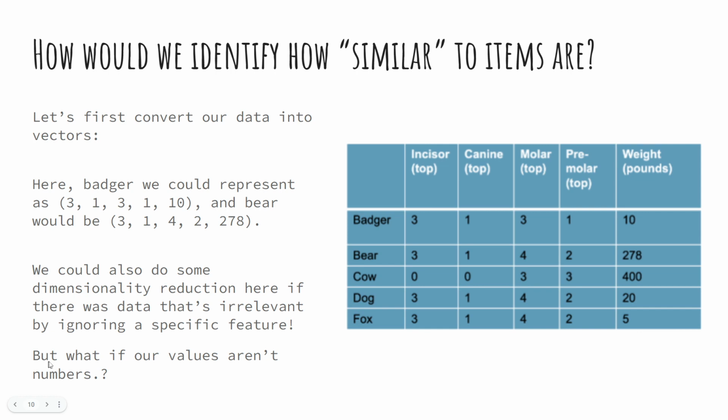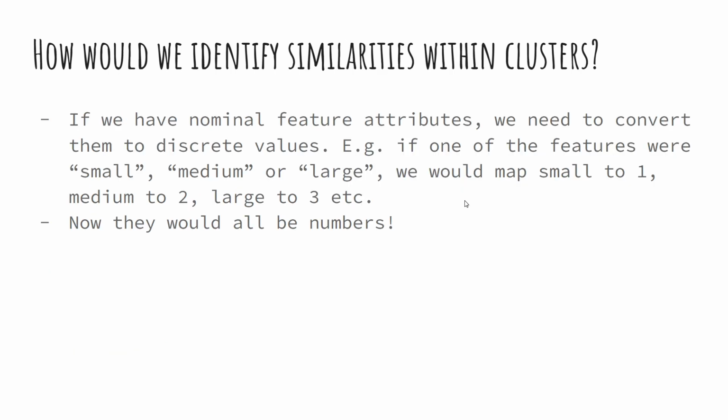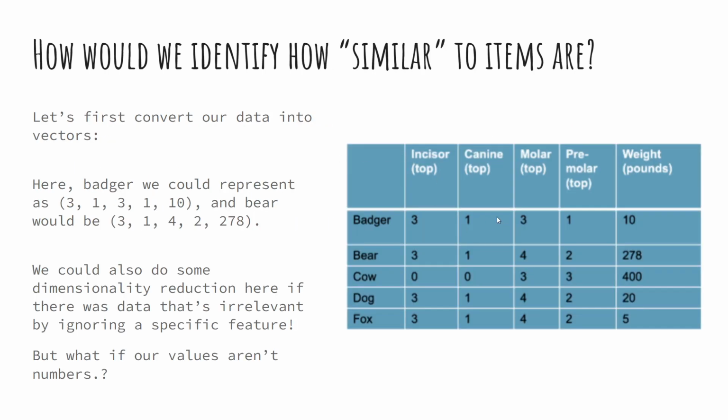But we also need to consider that sometimes the values might not be numbers. The way we do that is, if we have nominal feature attributes, we'll need to convert them to discrete values. For example, if one of the features was size and it said small, medium, or large in our data set, we're just going to map small to 1, medium to 2, large to 3. Now all of it would be numbers, and we can do the maths on those numbers.